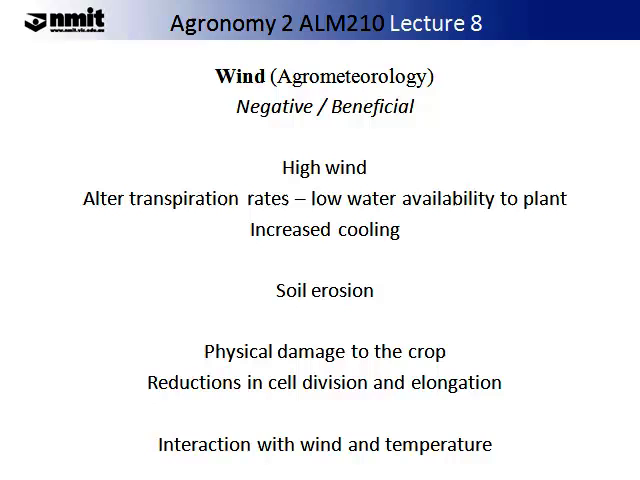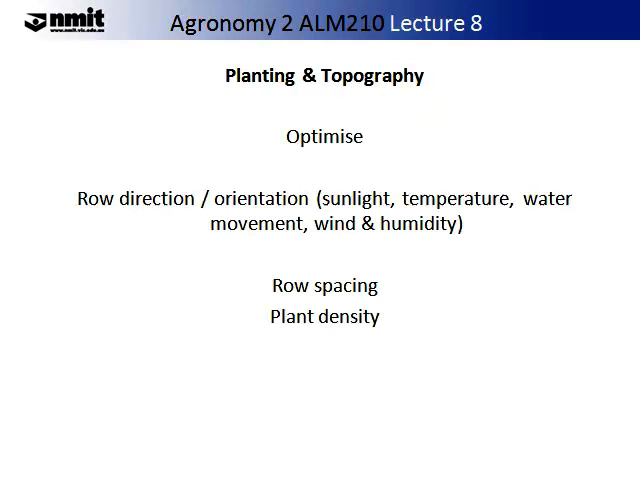Often there is an important interaction with wind and temperature, particularly where the temperature is hot, as often found in Australian cropping. Think carefully about your planting and your topography. You want to optimize your plant productivity with respect to your localized topography. You can start with the general rules of the northern and southern hemisphere. Where is it best from these perspectives to lay out your crops?